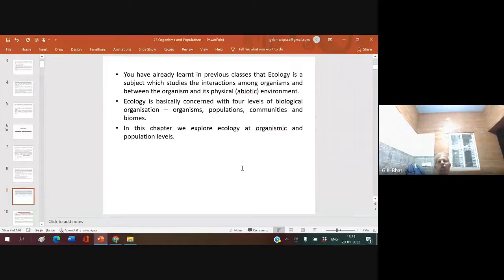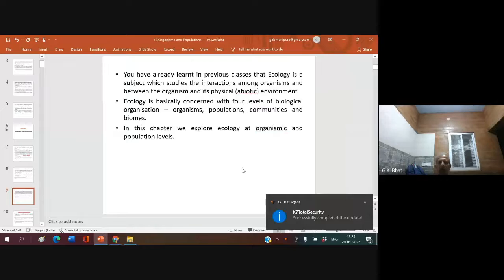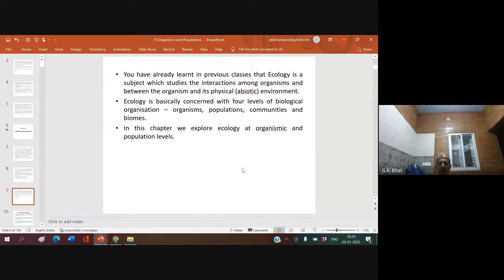What is the difference between the population and community? Population is a group of interbreeding organisms. They breed. Populations belong to a particular species only. We say dog population, cat population, human population, monkey population, bird population. So organisms have their own population. Many populations of different species together form communities.